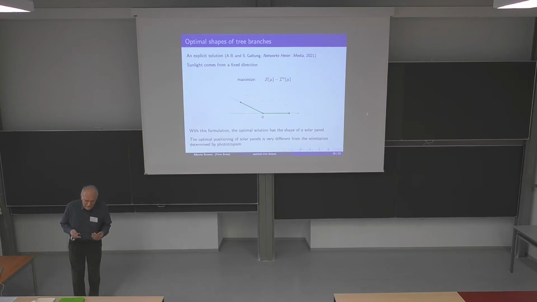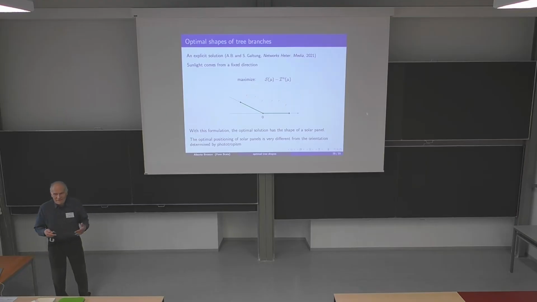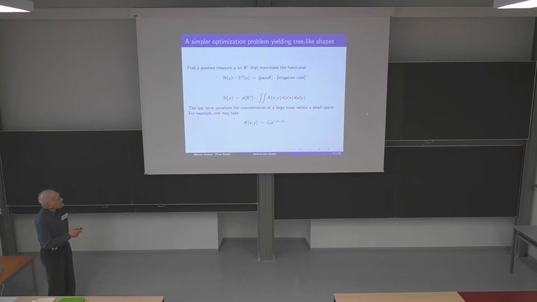Okay, so I leave this as an open question. How can you determine some mathematical model that justifies phototropism? A simpler optimization problem that yields a more realistic shape is this. So find a positive measure that maximizes this functional here, but the harvesting functional could be of, actually, this simpler form.